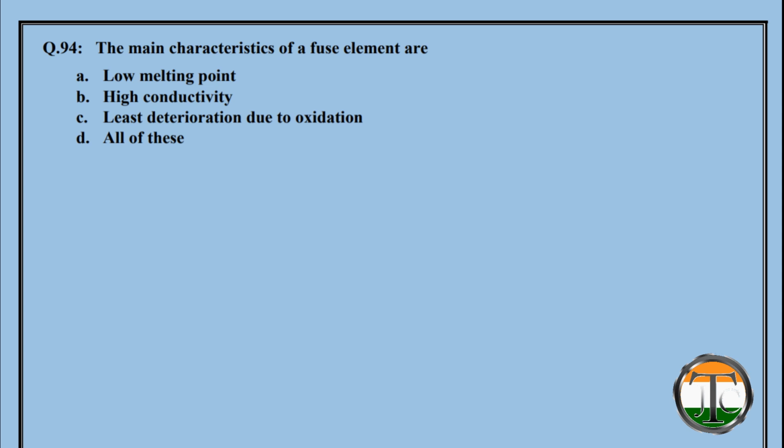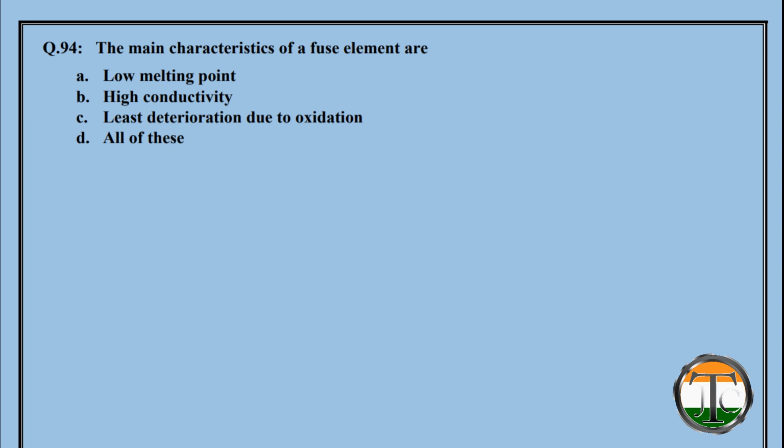Then question number 94, that is, the main characteristics of a fuse element are: option A is low temperature, low melting point, option B is high conductivity, option C is least deterioration due to oxidation, and option D is all of these. Here the question is asking, what must be the characteristics of the fuse element?